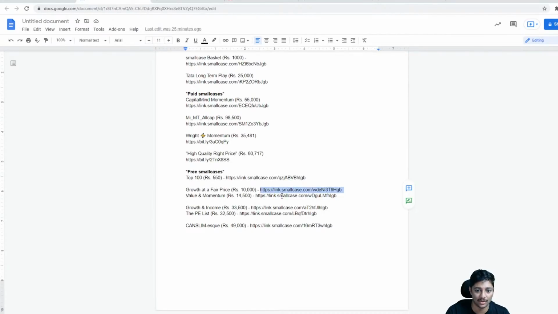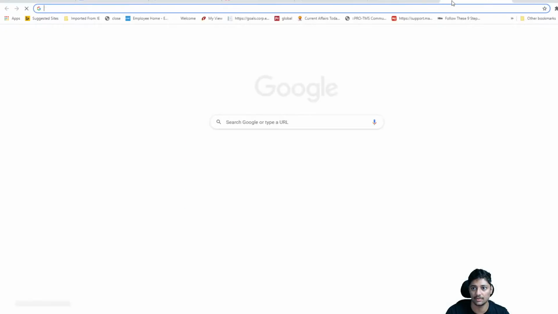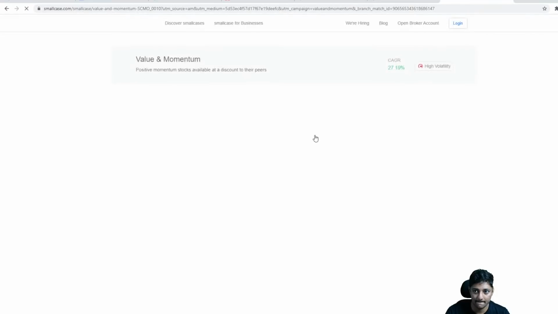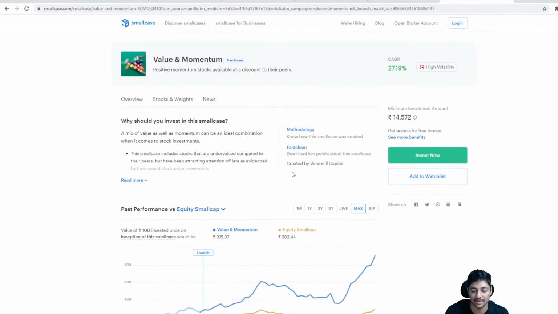Okay, again, I don't need to log in, so I can. Someone said try opening it in a new tab. Okay, let me try that also. I think it's still the same. Okay, fine, no issues. Now, value and momentum is the next one.